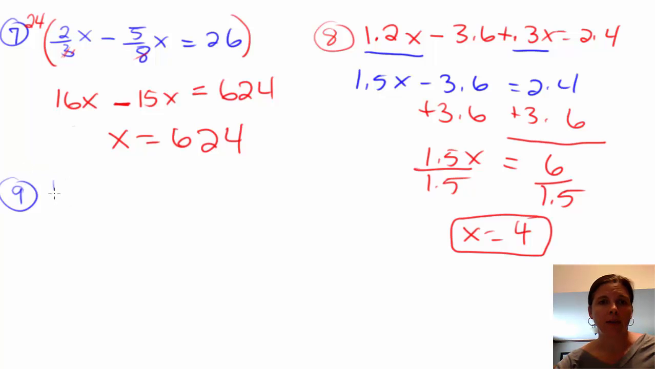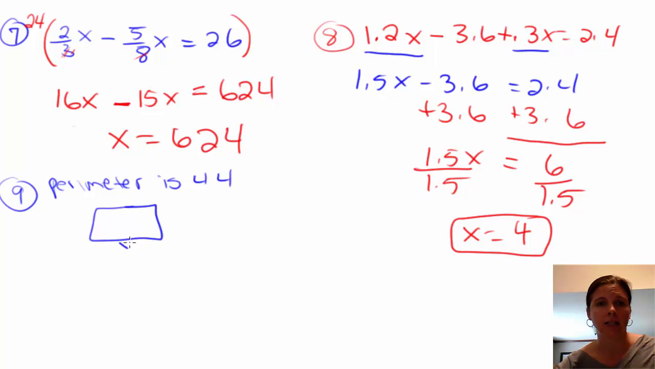Okay, the perimeter of this rectangle is 44. And we have to find x. Okay, and it's given like this. So this is x, and this is 12. We have to come up with x, okay?